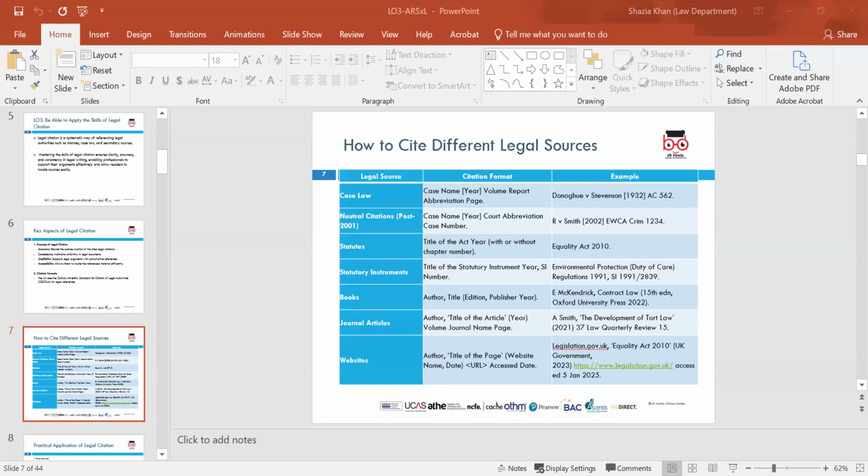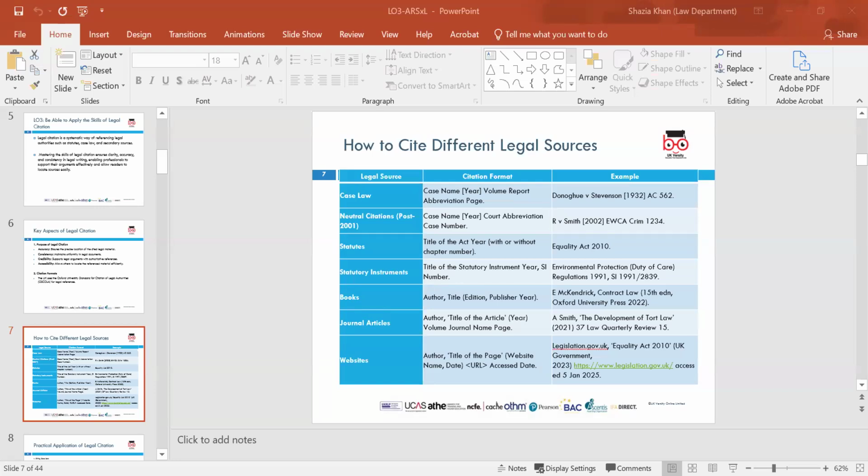So for case law, you'd use the case name in italics, the names of the parties involved in the case, the year in brackets when it was decided, the court name, the court where it was heard, and the report citations, so the volume number and page number for the relevant law report series. And then for neutral citations, you'd have the case name, court abbreviation, and case number, like R v Smith [2002] EWCA Crim.